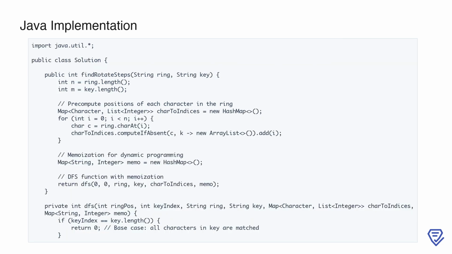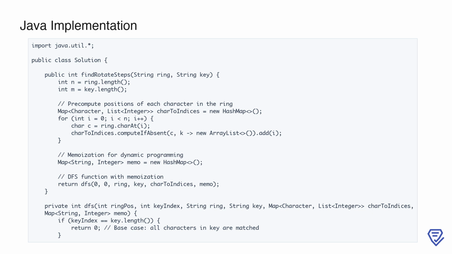Here, we start by defining the findRotateSteps method, which takes two inputs, ring and key. The ring represents the circular dial, while key is the sequence we need to spell out. First, we calculate the lengths of the ring and key and store them in n and m.